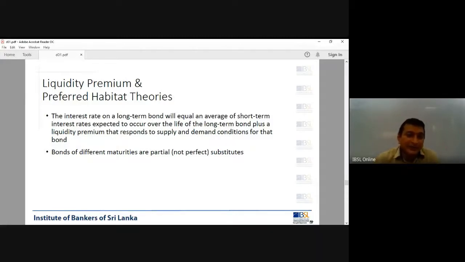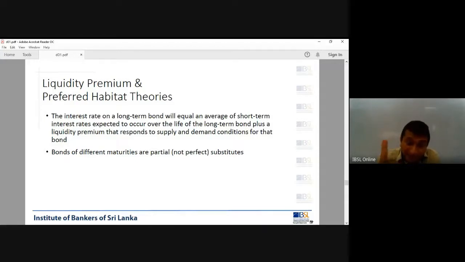Okay, so what it basically says in the sense of liquidity premium is the interest rate on a long-term bond will equal an average of short-term interest rate expected to occur over the life of the long-term bond. Please remember this segment. The interest rate on a long-term bond will equal an average of short-term interest rate expected to occur over the life of the long-term bond. When I read this, it should naturally come to your mind that this is the explanation of expectation hypothesis theory. Okay, so it is basically looking at expectation hypothesis here.